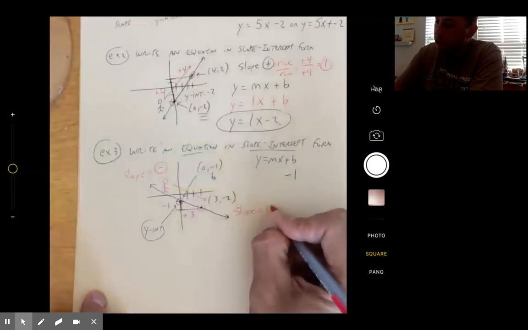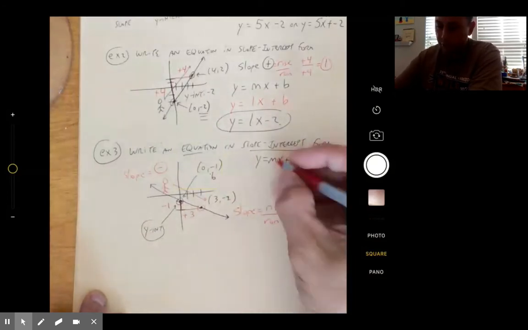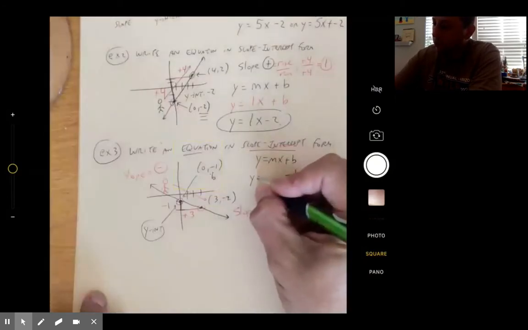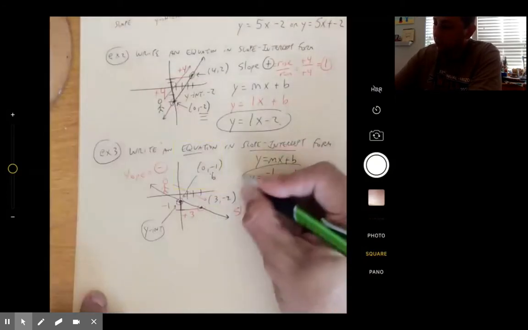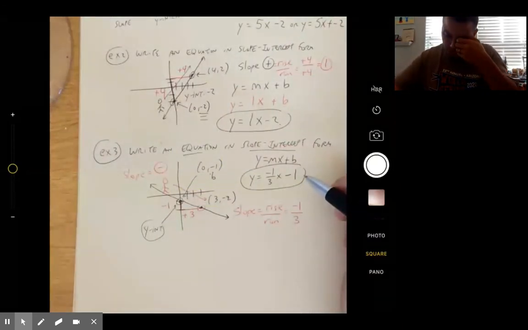Slope is equivalent to rise over run, which is -1/3. So that's going to be what our slope number is. Okay, that should be your example for this one.